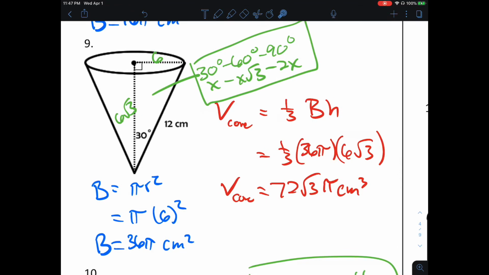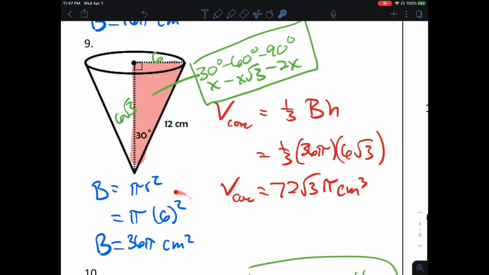Number 9, we don't know much about this. We do, however, have this triangle. We need to find the area of the base. To do that, we need to figure out what the radius is. This is a 30, 60, 90. If the hypotenuse is 12, the short leg is half of that, which is 6, and the long leg is the short leg times the square root of 3. So the height of this is 6 square roots of 3.